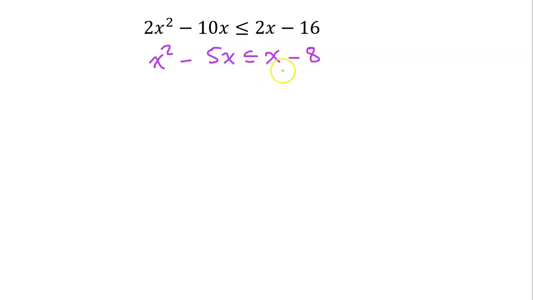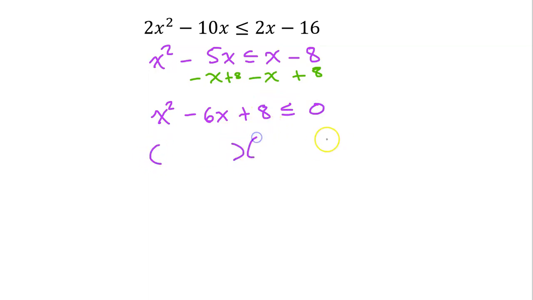Now let's get 0 on one side. We need to add x to both, no, we need to subtract x from both sides. And we need to add 8 to both sides. This will leave us with x squared minus 6x plus 8 is less than or equal to 0.